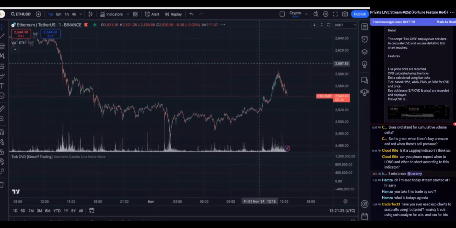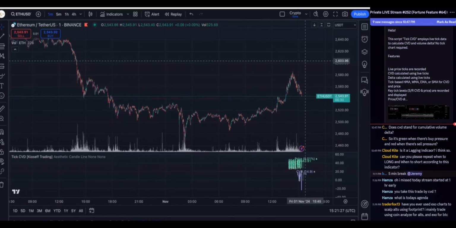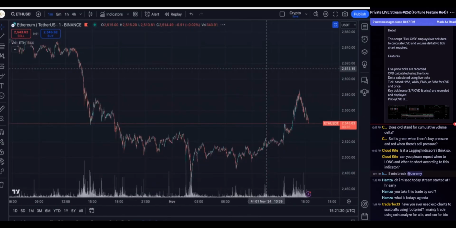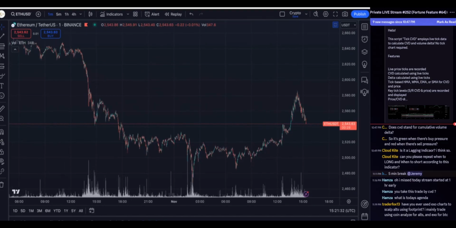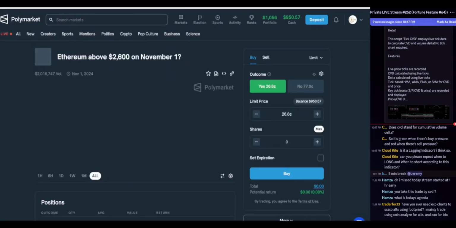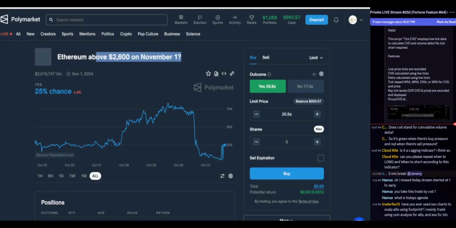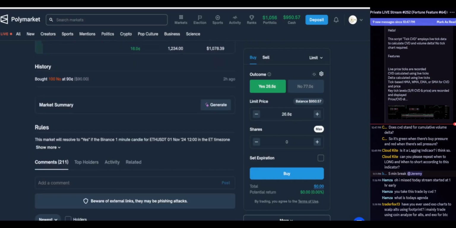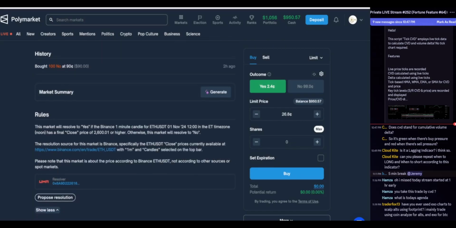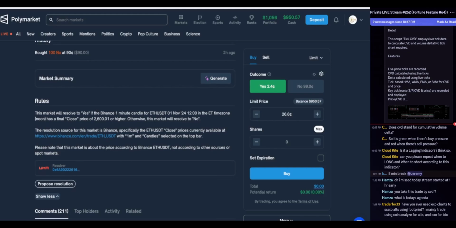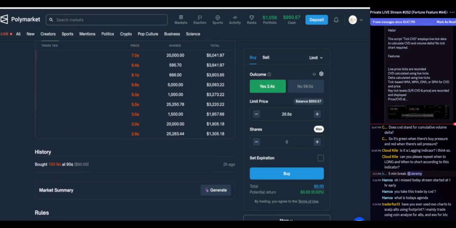So this is Ethereum USDT. Basically what the market is, guys, is: will Ethereum be above this price November 1st, noon? It says it right here. Let me show you. Yep, noon. You can see that right here. That's in 40 minutes, so that's quite soon.